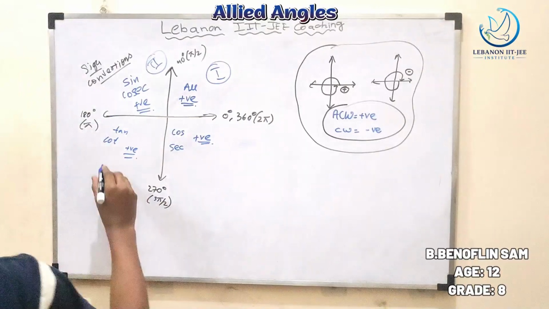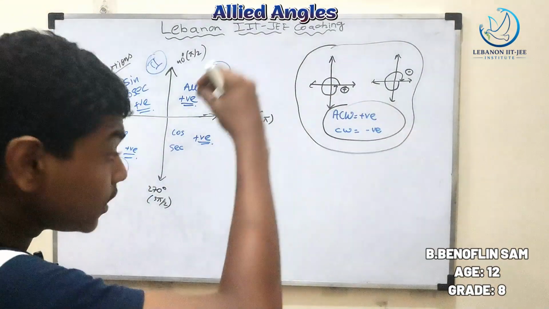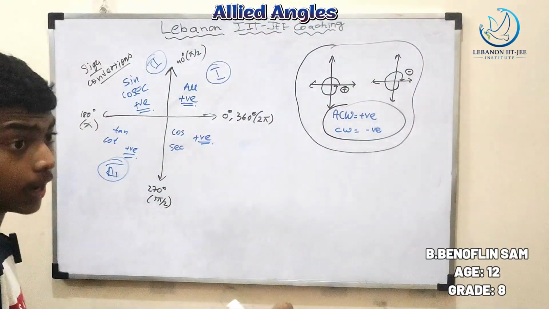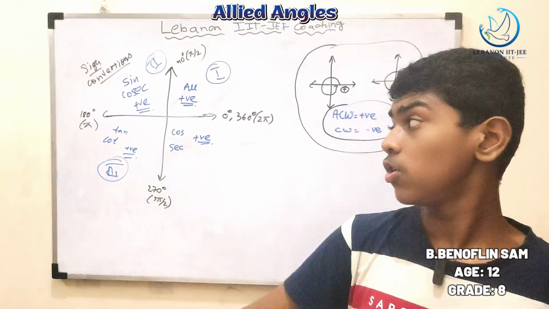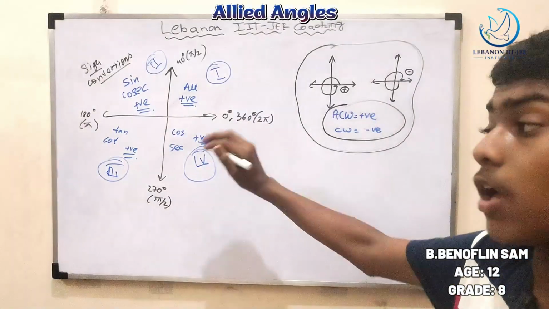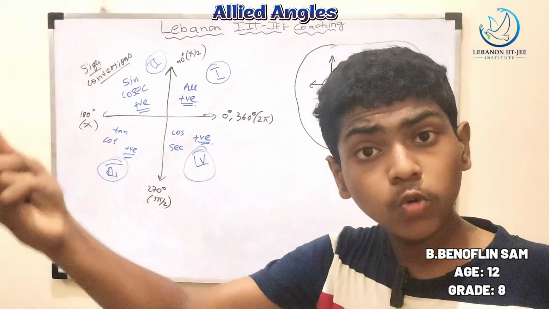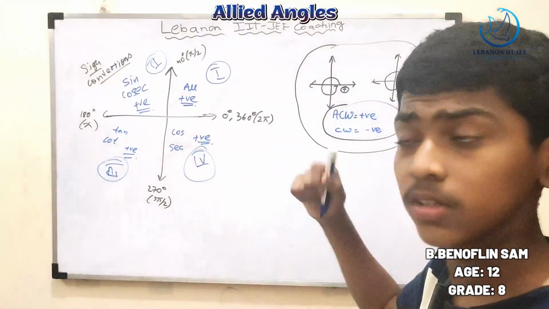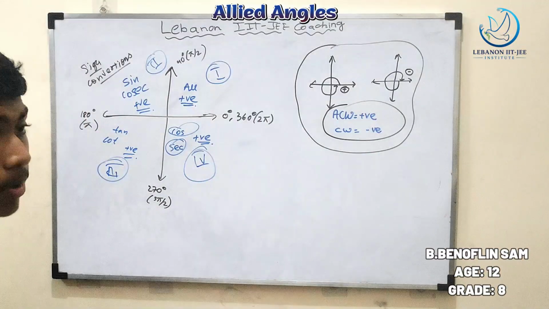In the third quadrant, the angle is above 180 degree and below 270 degree. That's why it is the third one. Tan theta and cot theta are positive here. This is the fourth quadrant. The last but not least, this one is above 270 degree and below 360 degree or 0 degree. This is known as cos and sec being positive.